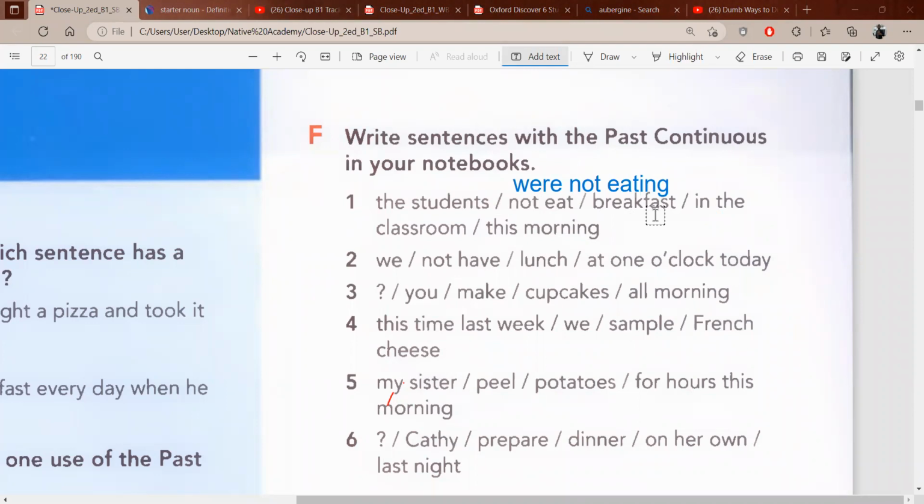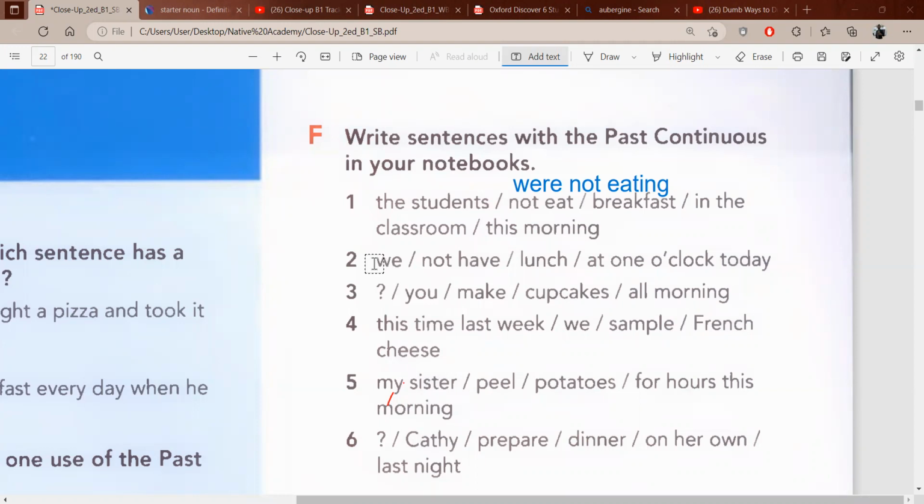طيب, I will move to Bilal. Bilal, can you make a question يا Bilal from this sentence? A yes no question. One second. Take your time. Were the students eating breakfast in the classroom this morning? And of course, we use the question mark at the end of the question. برافو عليك يا بلال.